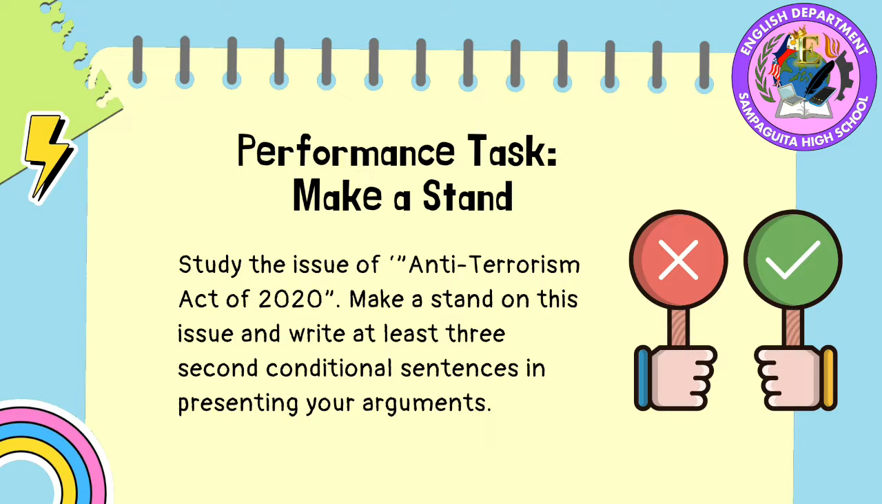So for the correct use of conditional sentences, 5 points. For the grammar, 5 points. For the accuracy, 5 points. So a total of 15 points. So if you are still confused about the instruction, you may send an inquiry to your teacher. So you may send a PM or a message in our group chat.